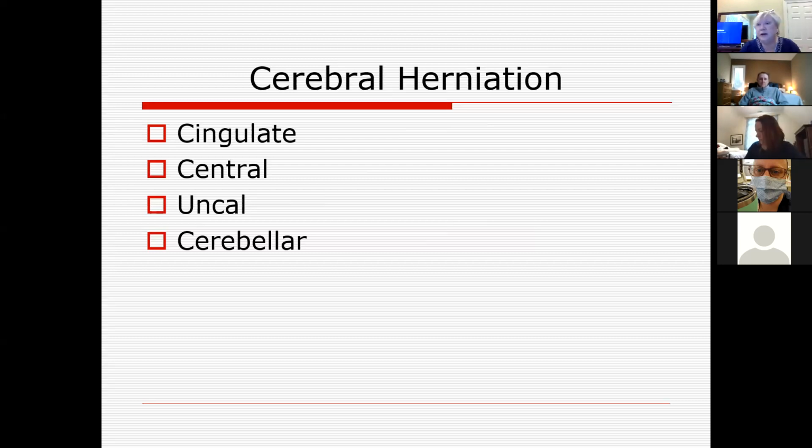So herniations are really not good. The cingulate is probably okay. The other three are not good. So we want to catch them before they get to that point. Okay. So we would like to catch them in the early signs of increased intracranial pressure and not the late signs.